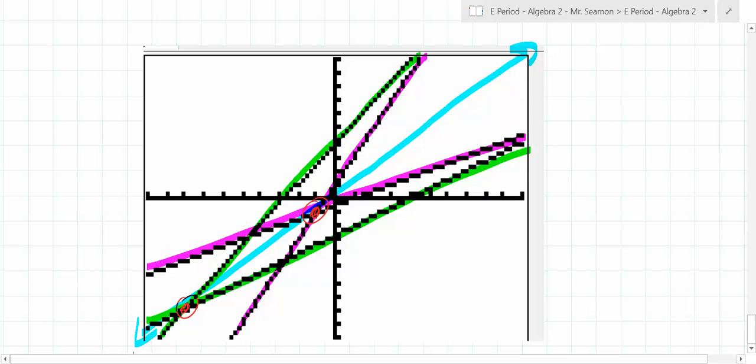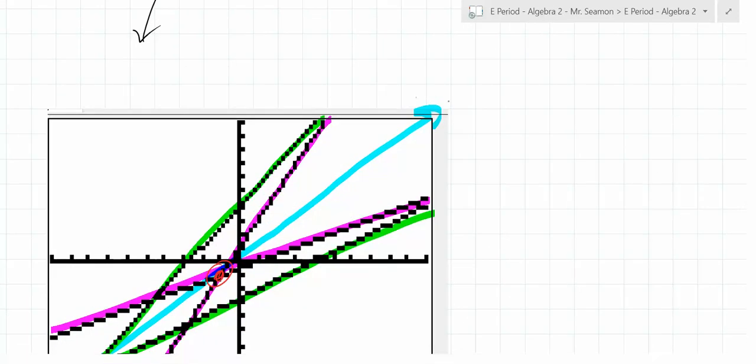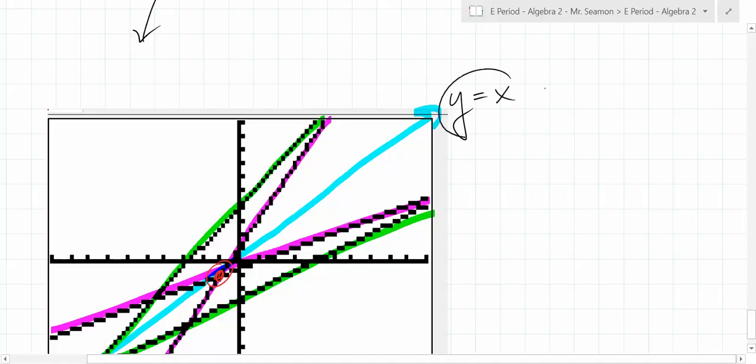Anybody know what that function is? I'll give you a hint. It's really simple. Oh, you're right. It's y equals what? Yeah, it's just y equals x. All inverses are reflections across the line y equals x.